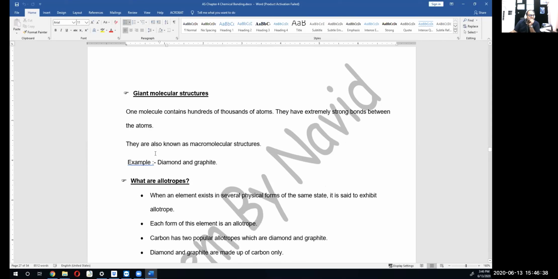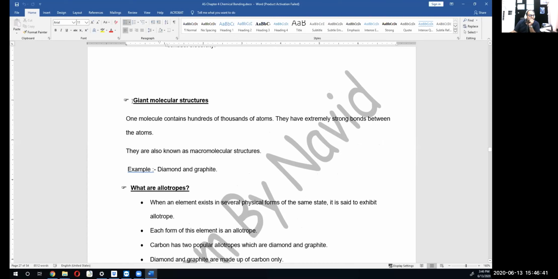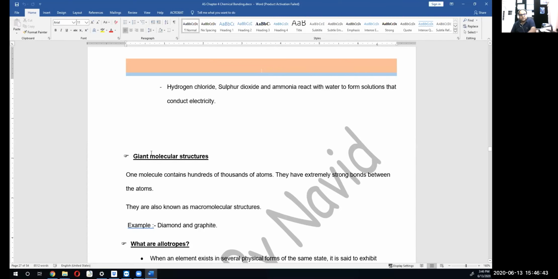Okay, so next is giant molecular structures.